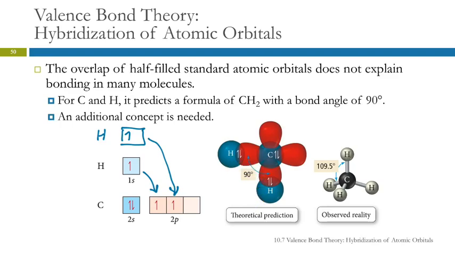So that predicts a bond angle of 90 degrees. It also predicts a formula of CH2, because here you can overlap with only two hydrogens and then you're done. But this doesn't line up with observation like H2S did. Observed reality is that 4 hydrogens bond to the carbon and the bond angles are 109.5. So that tells us something is missing from our explanation here.